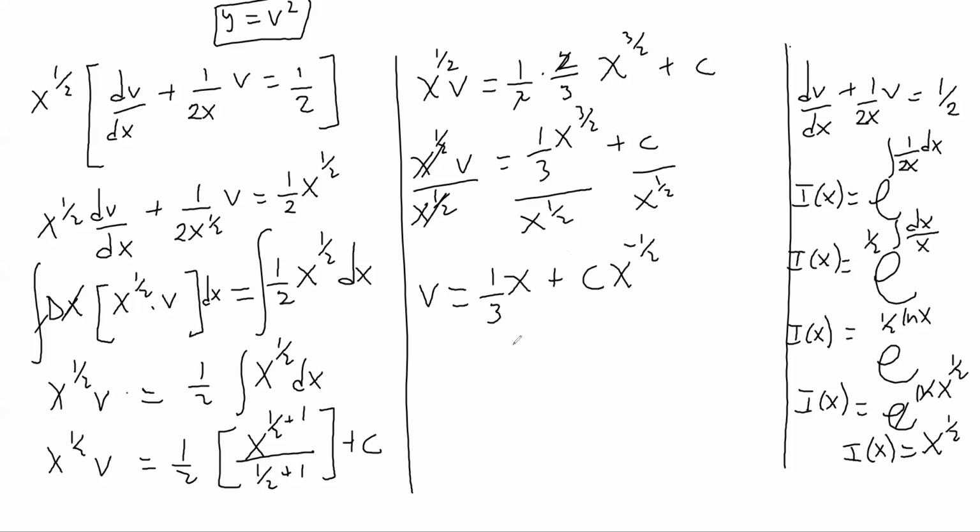But remember, wherever we see v, y squared is equal to v. So if v squared is equal to y, that means v will be equal to y raised to the half. So wherever I see v is y raised to the half.